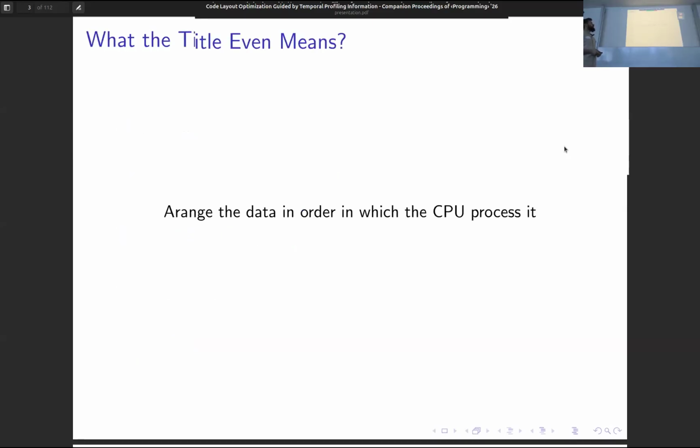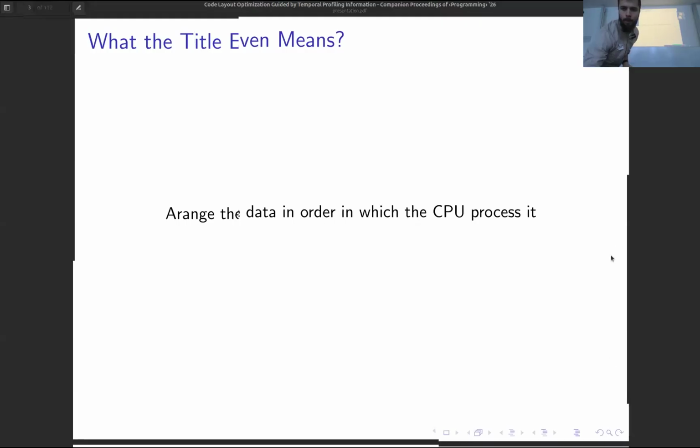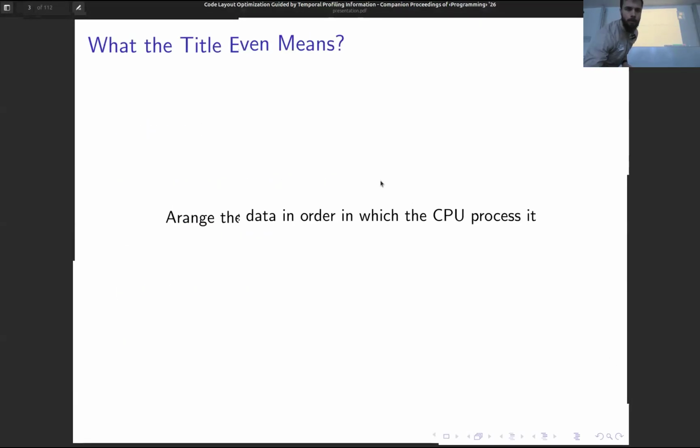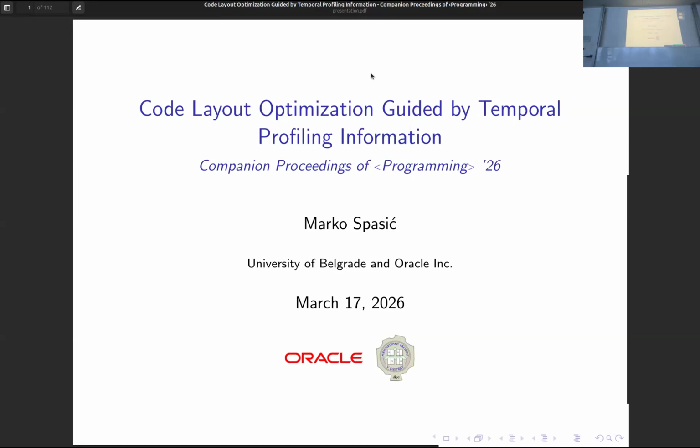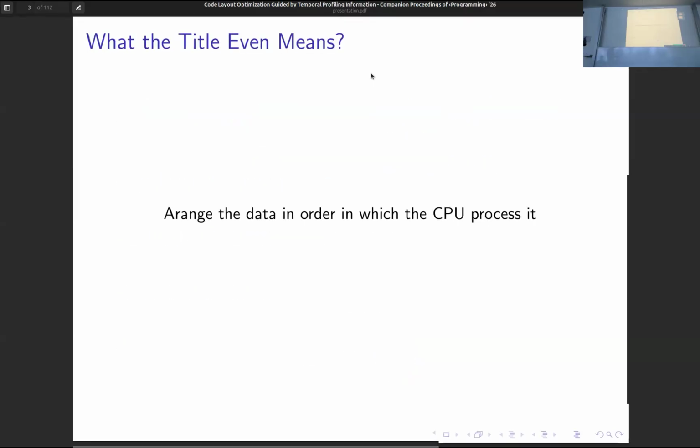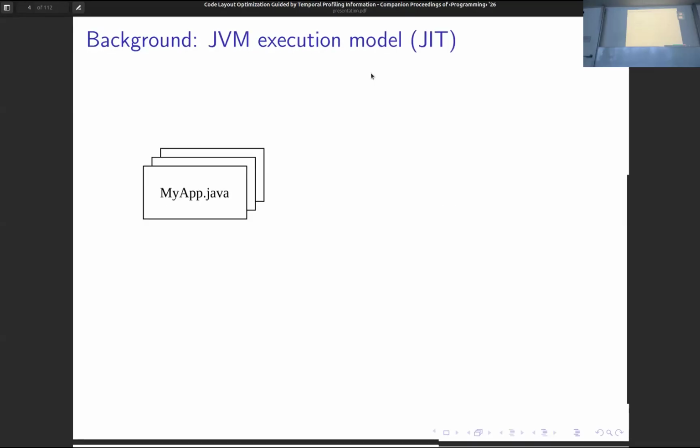So what does this title even mean? It's kind of a bombastic title. It has a lot of words like code layout optimization guided by profiling. But essentially, the main idea I want to get out of this talk is just: arrange the data in the order in which the CPU processes it. Keep this idea in mind while we go through the talk, because it's a pretty simple idea that can lead to real world results.